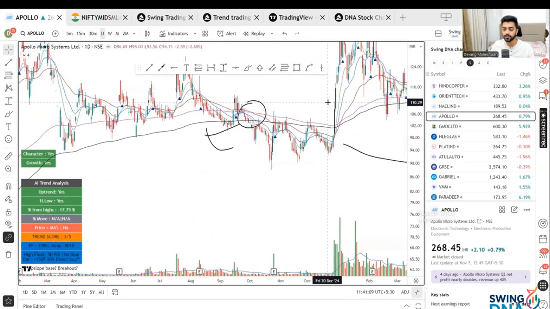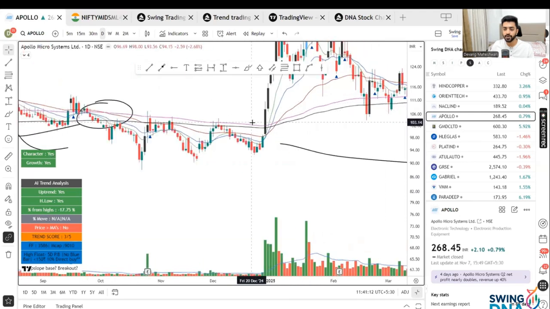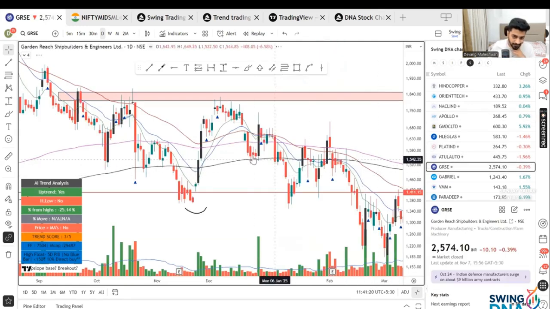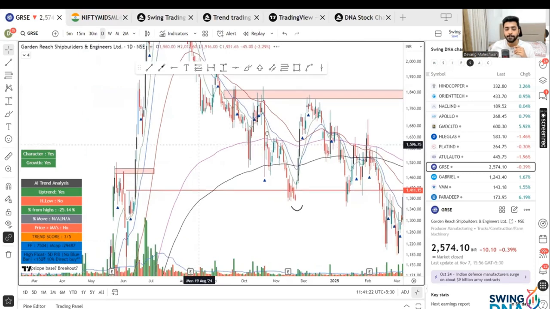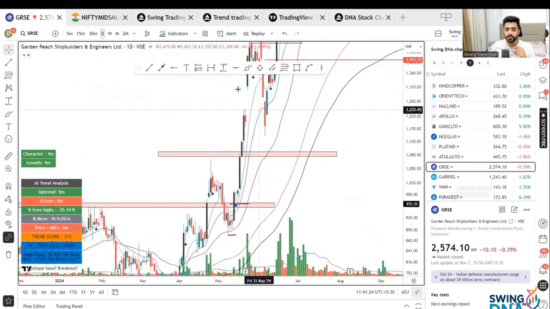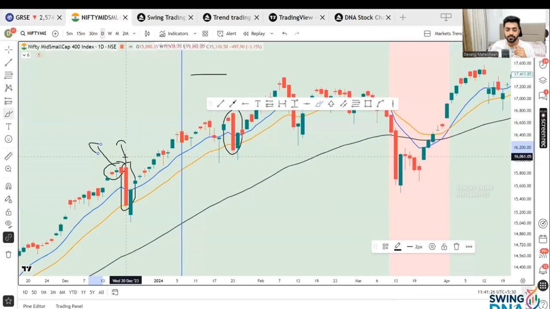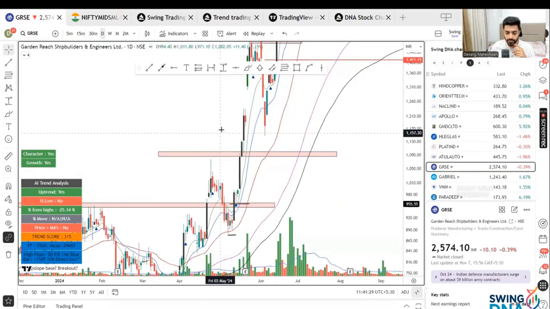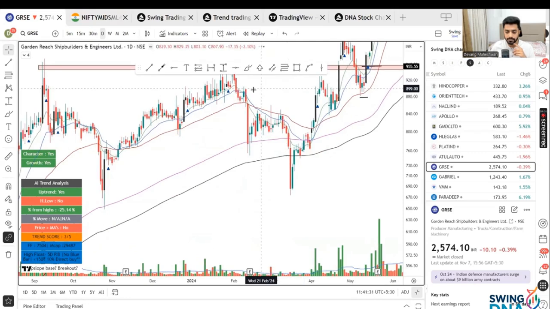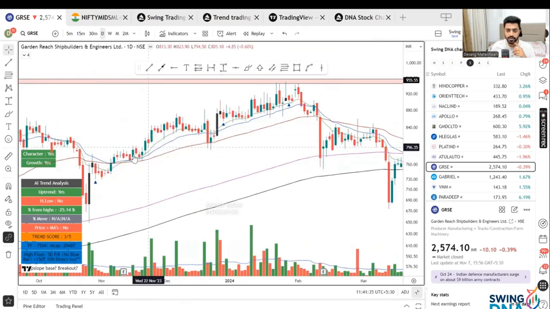December 2008. This was already in a big downtrend, so it didn't have that much momentum. This was 2.8% here. Let's see some other, GRSC. 20th December 2023. So this shakeout, look, suddenly moving good in an uptrend. This is 5% down.